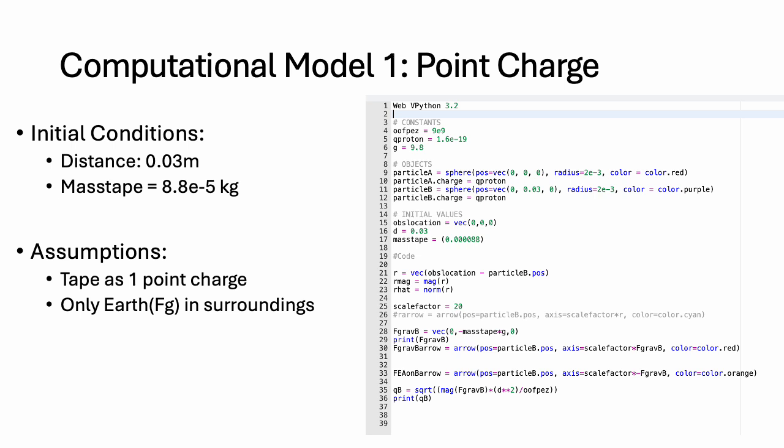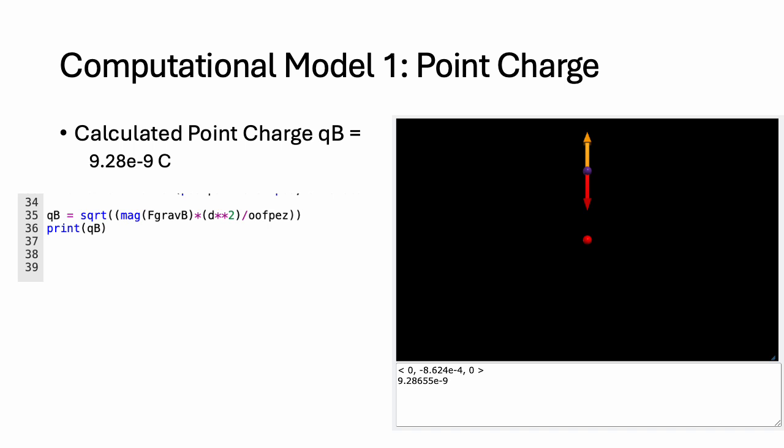from the experimental distance of 3 centimeters, and the mass of the tape as given. Again, we're assuming that the tape is 1 point charge for each, and we're only including the Earth and surroundings, not including any air resistance or other effects. The calculated point charge was the same as the experimental, 9.28 e to the negative 9 coulombs. We can see the electric force versus the force of gravity on tape B.